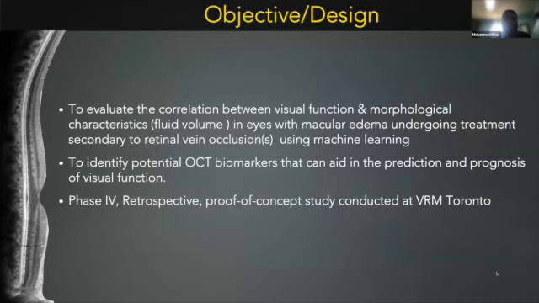And so the purpose of this study is to evaluate the correlation between visual function and morphological characteristics, such as fluid volumes in eyes with macular edema undergoing treatment secondary to retinal vein occlusions using machine learning. Another goal is to identify potential OCT biomarkers that could aid in the prediction and prognosis of visual function. And this design of the study was a phase 4 retrospective proof of concept study conducted at the Vitreous Retina and Macula Specialists of Toronto.